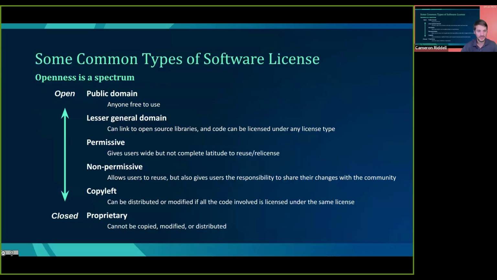Now, an important thing to note is that licenses do exist on a spectrum. And so typically, we will see licenses that are more open or public domain, and you'll see licenses that are more closed or proprietary. Our open licenses, the public domain, simply means that anyone can do absolutely anything they want with it. They don't need to cite you. They don't even need to involve you or let you know.